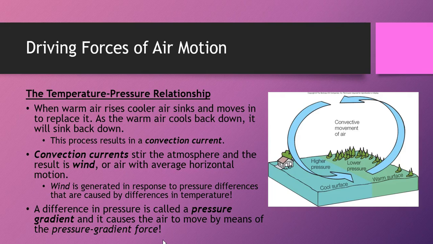Wind is generated in response to differences in pressure caused by differences in temperature and differences in density in the air. That difference in pressure is referred to as a pressure gradient. And the pressure gradient force is what causes air to move.